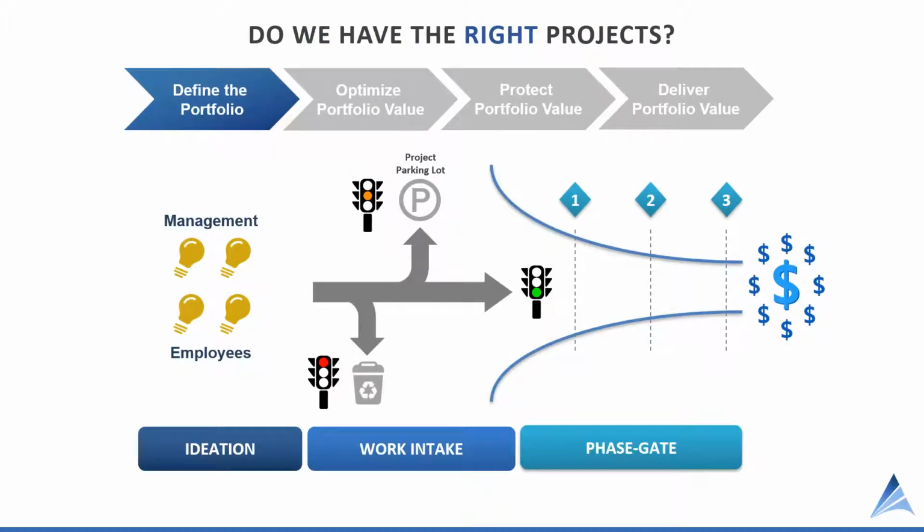In the previous video on work intake, we used this diagram to highlight the work intake process. Here we can see that it works very well in conjunction with phase gate. The work intake process is how we get new requests into the organization. The phase gate process is how we monitor those projects through the project lifecycle.